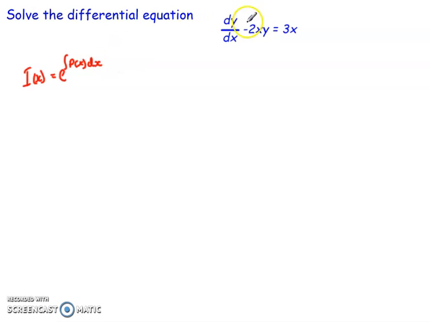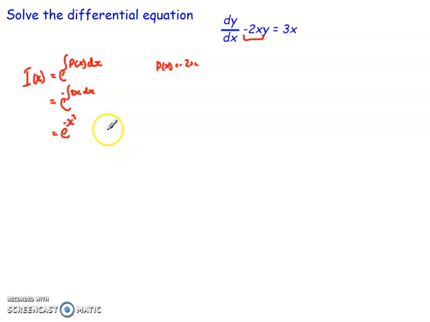Now remember, the p of x comes from the coefficient of y. Now one key thing here is it has a negative there, so the negative goes with it. Remember, it's dy by dx plus p of x times y. So in this case, my p of x equals negative 2x. So my integrating factor becomes e to the negative integral of 2x dx, which is equal to e to the negative x squared.